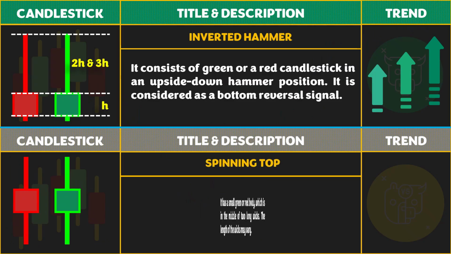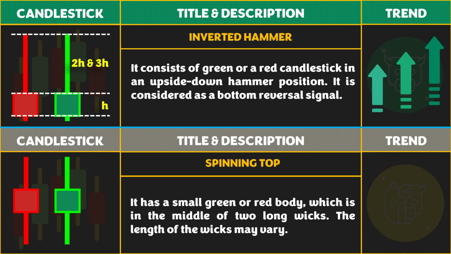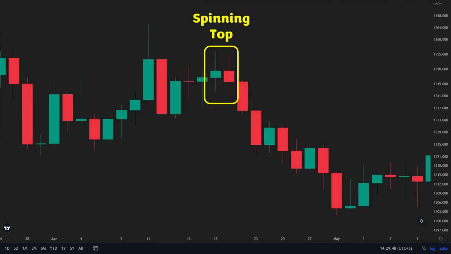Spinning top. It has a small green or red body, which is in the middle of 2 long wicks. The length of the wicks may vary. It is seen in unstable markets where buyers or sellers cannot dominate. It is interpreted as a neutral candle but becomes more important when it is part of other formations. When seen in the overbought zone or oversold zone, it can be interpreted as a reversal pattern. An example of the spinning top is shown in the image.